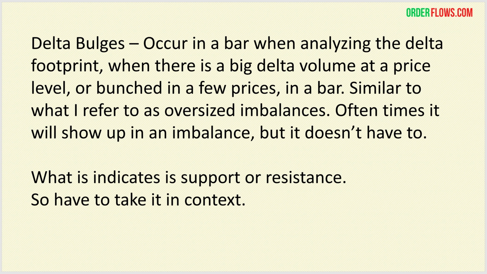And the same thing is occurring in the market. And it occurs, again, this is on a delta footprint chart, when there's a big delta volume at a price, or bunched in a few prices in a bar. It doesn't necessarily have to be in one price level. It could be spread out over two or three price levels in that bar. And if you've been a part of my inner circle, you'll understand I've talked about oversized imbalances in the past. Oftentimes this will show up in an imbalance, but it doesn't have to. And what it indicates is support or resistance. Now again, you have to take it in context of the market.